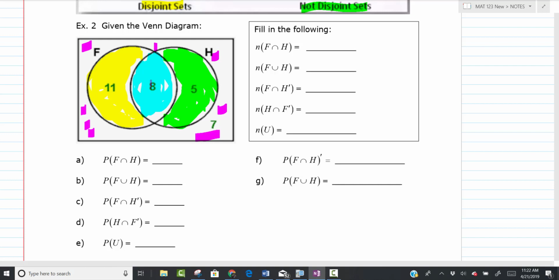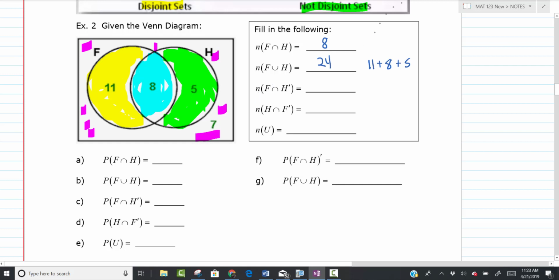So what we're going to do is find some probabilities on this. First of all, we're going to fill this out to begin with, and this is important to start with. So we're going to look at the number of elements in the intersection of F and H. How many elements are in the intersection? There are 8. How many elements are in the union? We've learned this before. That's just 11, 8, and 5 added together. So 11 plus 8 plus 5 is 24 items.